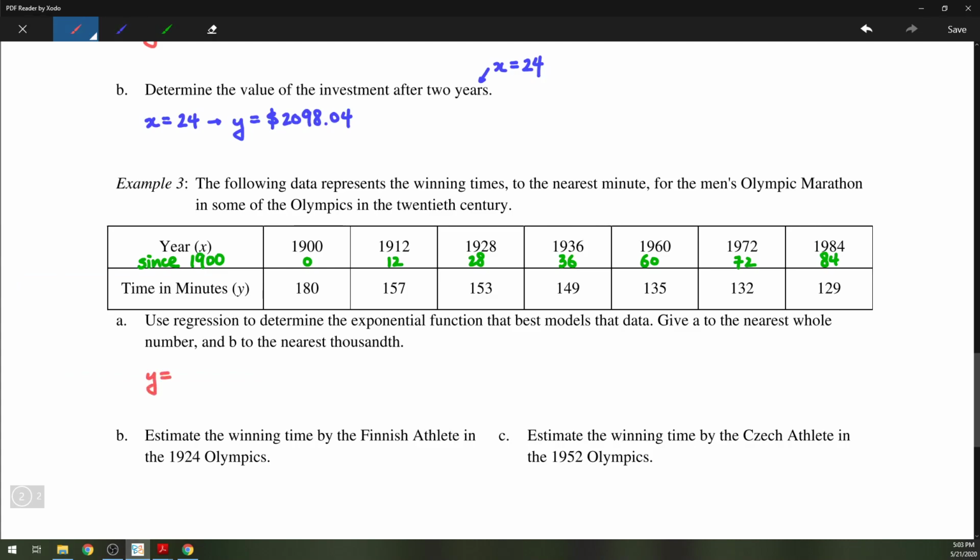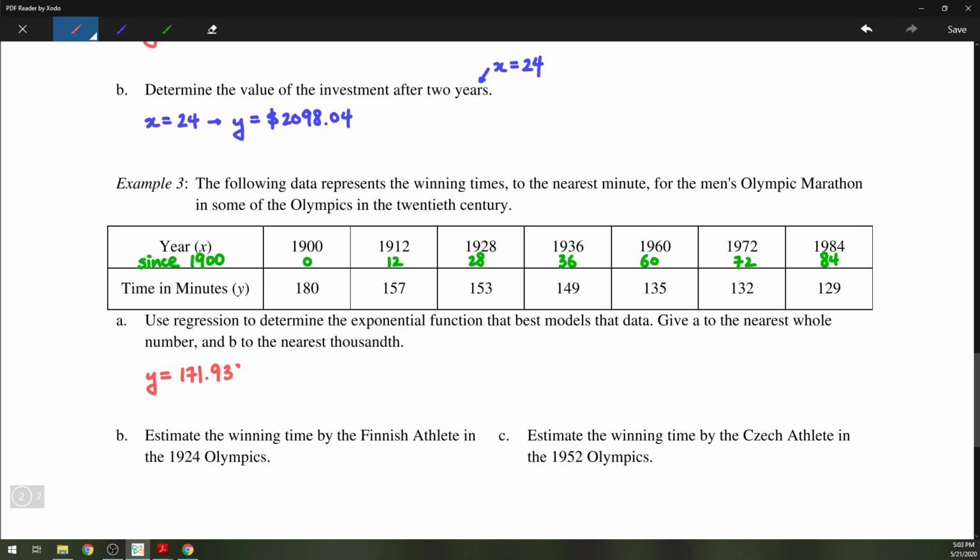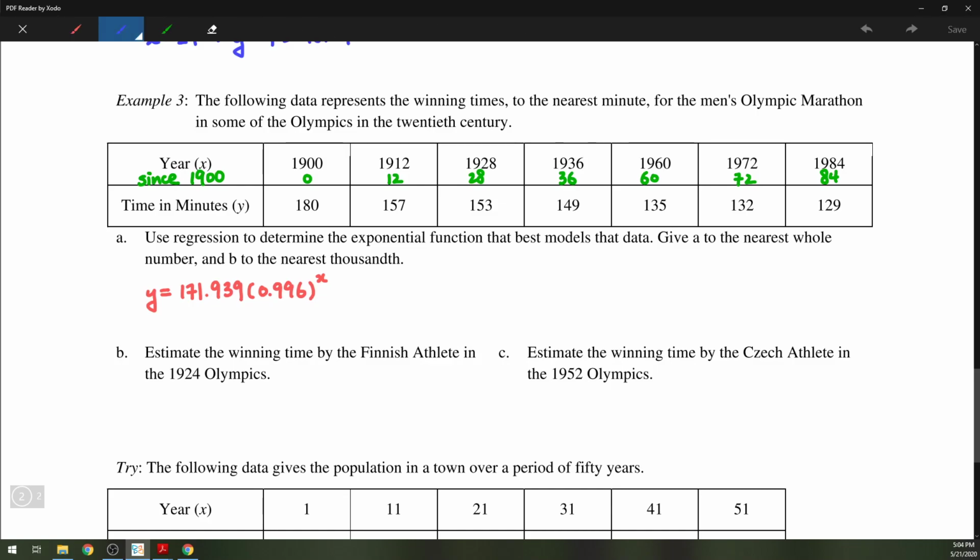Y equals 171.939 times 0.996 to the x power. Which makes sense because it is exponentially decreasing, and an exponentially decreasing function has a base that's between 0 and 1. So 0.996 is less than 1, so that works. And then we're going to use this to estimate winning times in 2 different years: 1924, so x is going to be 24 in that case, and also 1952, so x is going to be 52 in that case.